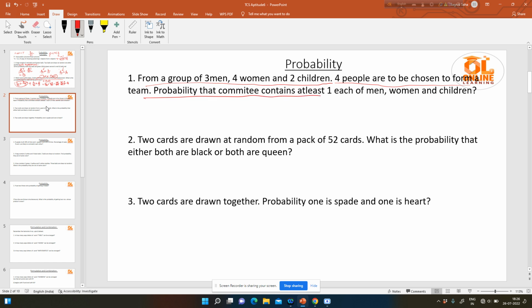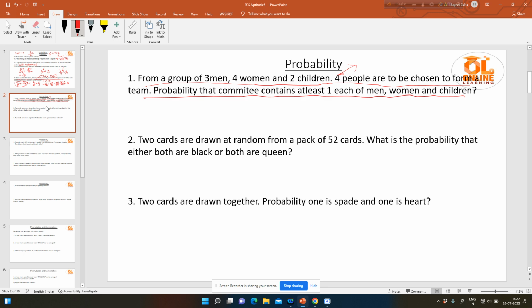Probability that a committee contains at least one man, one woman, and one child. We have to choose so that we have at least one man, at least one woman, and at least one child in the committee. Other than that, we can take one extra man, woman, or child, because we have to form a committee of four people. So by multiple ways we can do it.